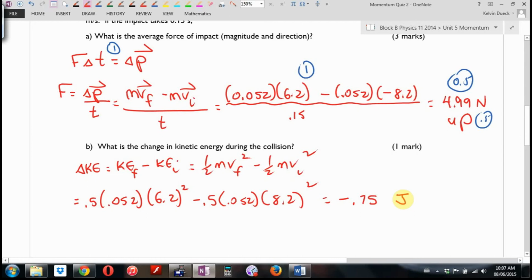What does the negative mean? The ball lost energy. Wait a minute, Mr. Dueck, I thought you said we couldn't ever lose energy. Actually, where did that energy go? Spencer should know this as a basketball player. Heat. The ball's going to get hotter.